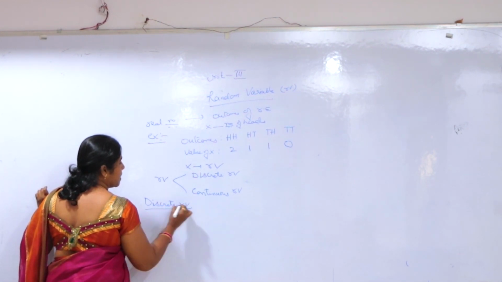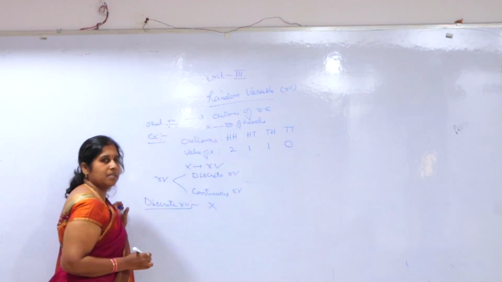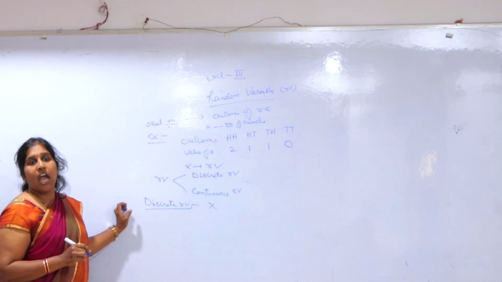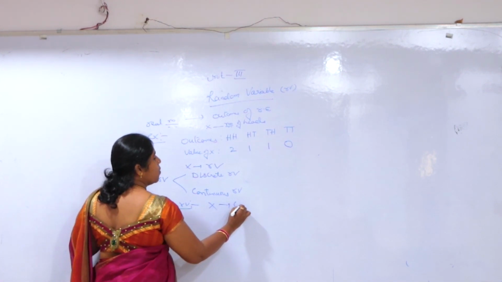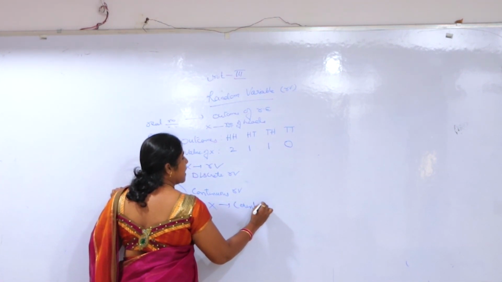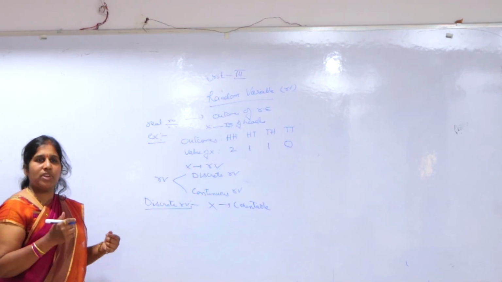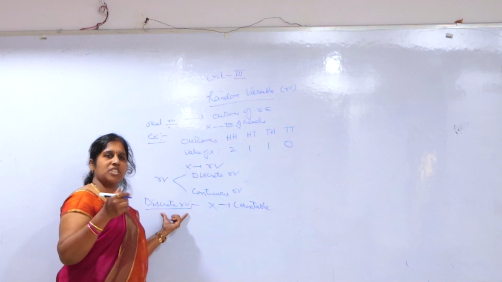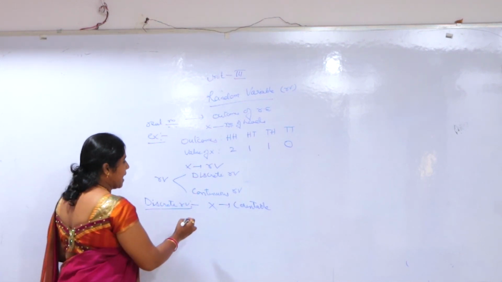Discrete random variable. So discrete random variable means a random variable X which takes countable number of values. Then we call it as discrete random variable. Discrete random variable means which takes all possible values, countable number of values. We call it as discrete random variable.